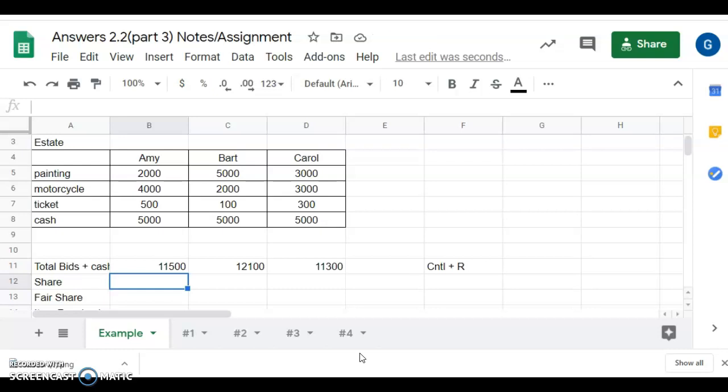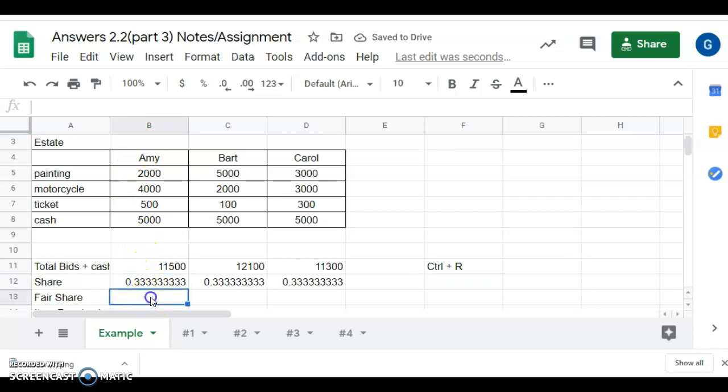Next, since this is divided evenly, it would be a third of the total. So you could do their bids divided by 3, or another way to think of that percent, instead of just writing like 33%, I would put a bunch of 3s just to make sure it's accurate. And again, I went Control R, to fill those 0.3s across the way.